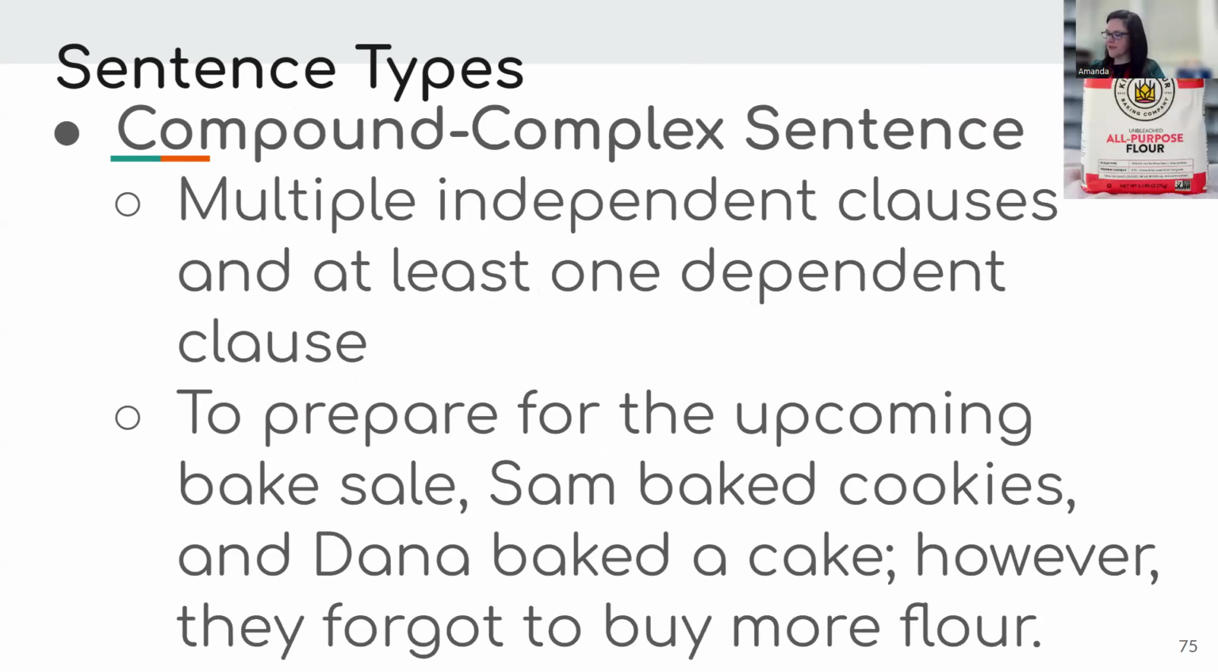Our last type here is a compound complex sentence. It's multiple independent clauses and at least one dependent clause. For example, to prepare for the upcoming bake sale, Sam baked cookies and Dana baked a cake. However, they forgot to buy more flour. So we have three independent clauses. Sam baked cookies, Dana baked a cake, they forgot to buy more flour. We also have one dependent clause, to prepare for the upcoming bake sale. This becomes a compound complex sentence.